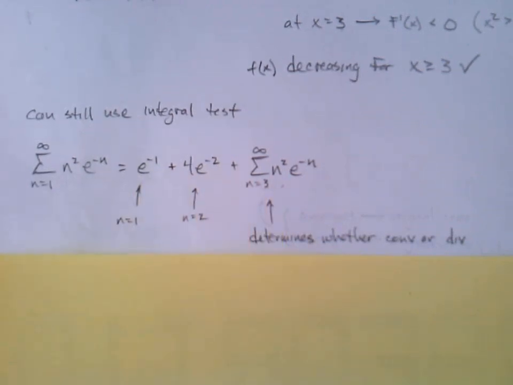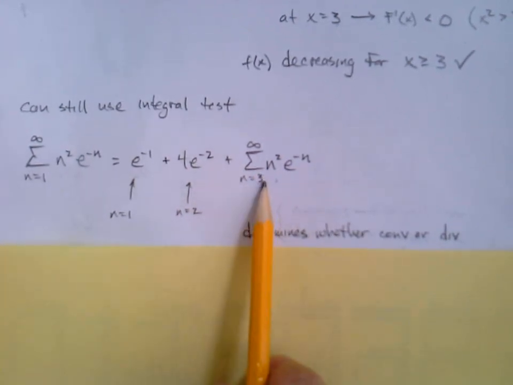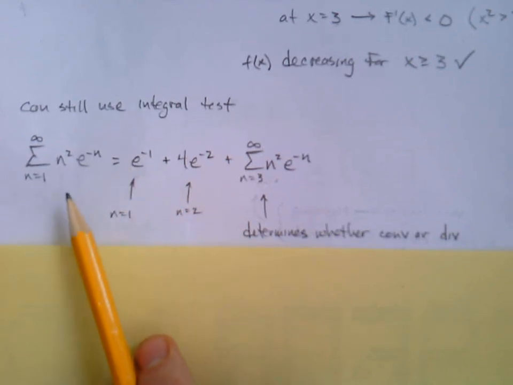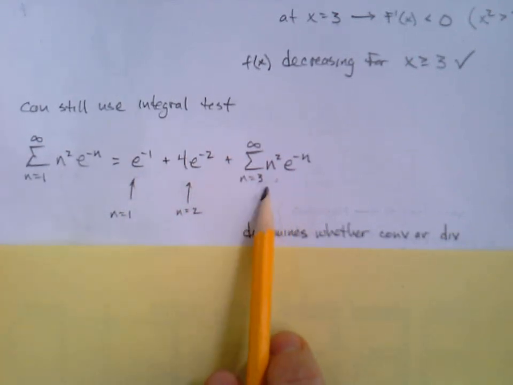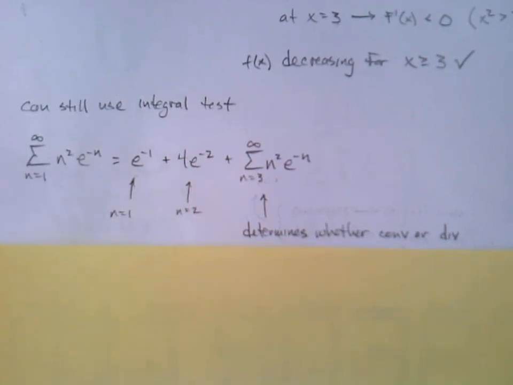Okay. Hopefully that makes sense. It's like if you're adding infinity, if you add on a few more numbers to infinity, it's still infinity. If it's a finite number and you add on a couple more numbers, it's still a finite number.